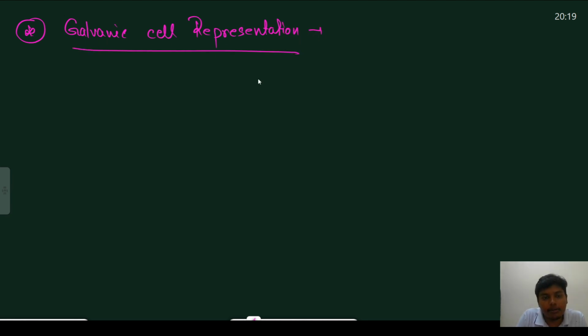Now, the last topic we will learn today is how to represent a cell. Galvanic cell representation. There are certain rules. One by one I am writing. Remember. First rule is the anode is written on the left side. And the cathode is written on the right side.